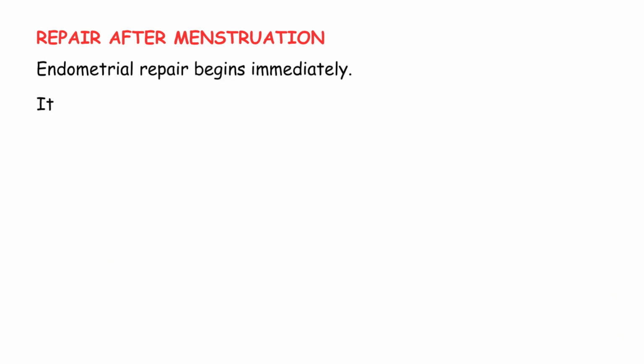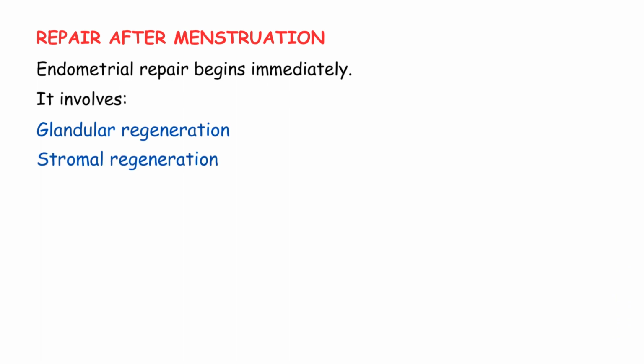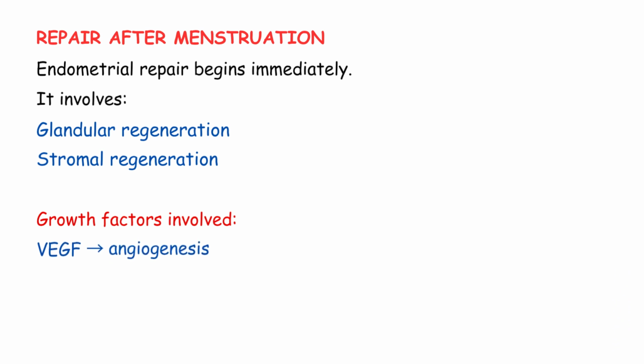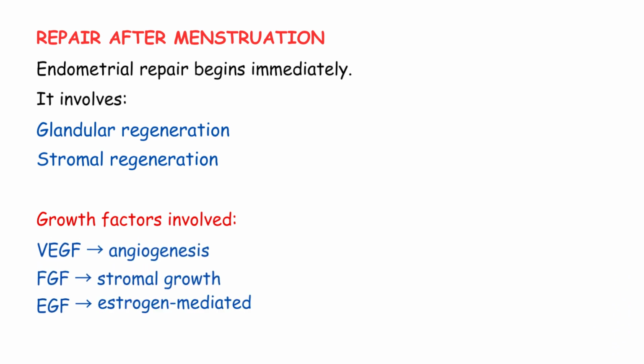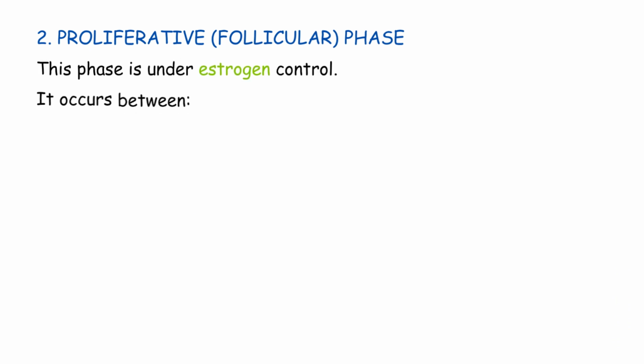Repair after menstruation: endometrial repair begins immediately. It involves glandular regeneration and stromal regeneration. Growth factors involved: VEGF, angiogenesis, FGF, stromal growth, EGF, estrogen-mediated repair. 2. Proliferative, follicular phase. This phase is under estrogen control. It occurs between the end of menstruation and ovulation.